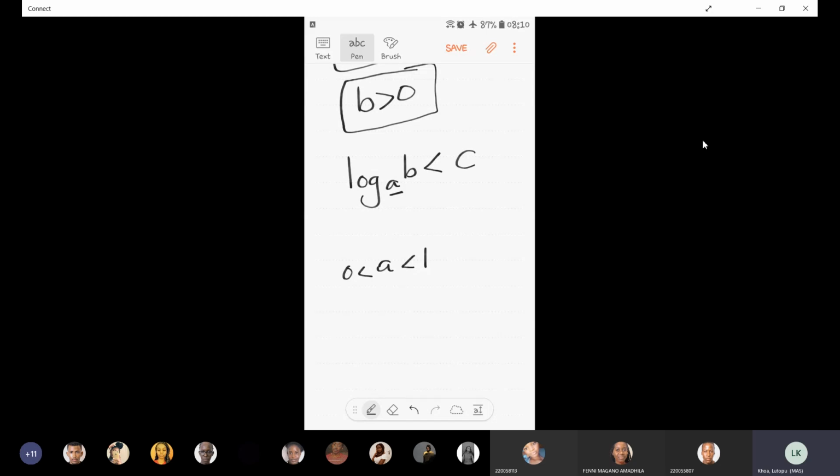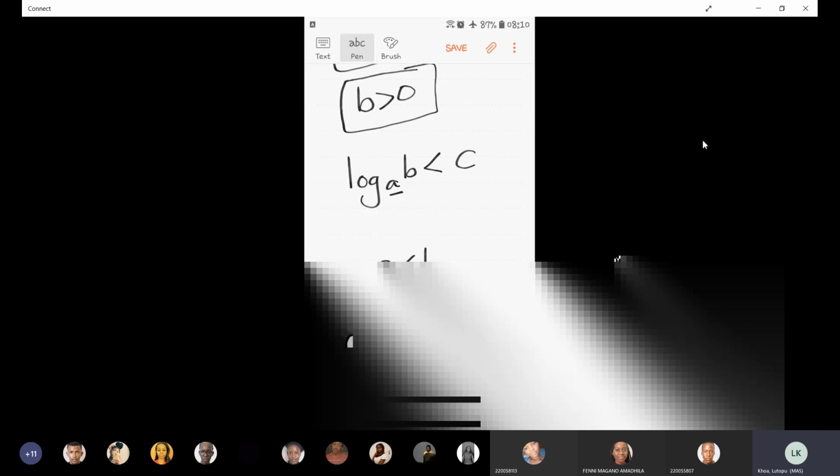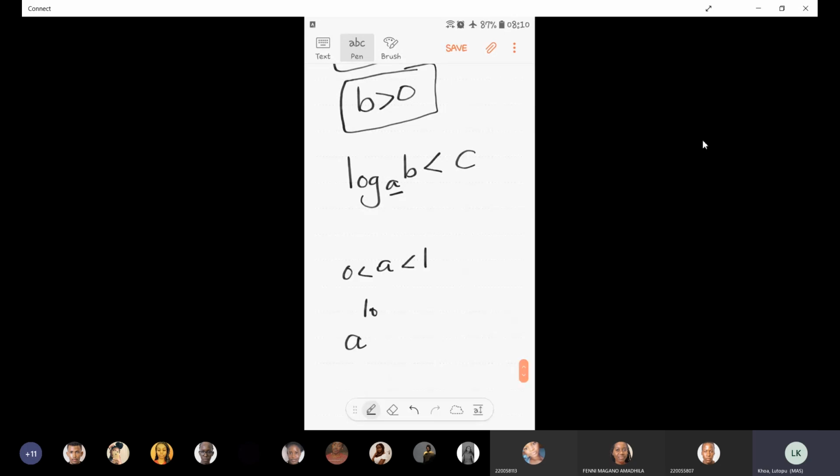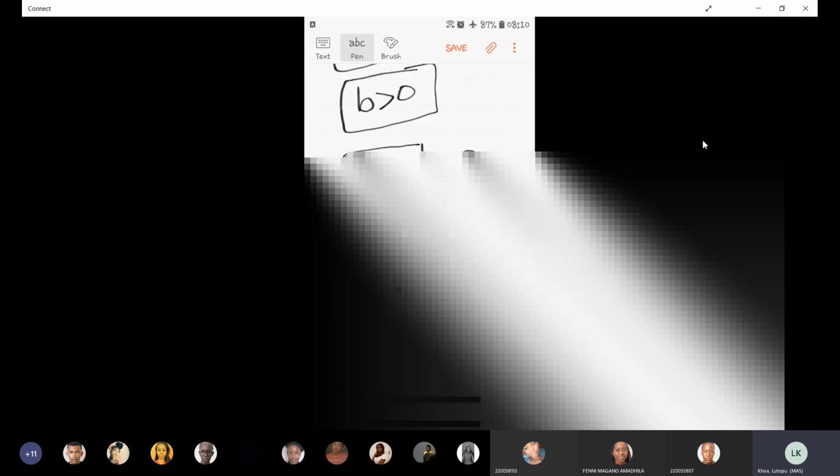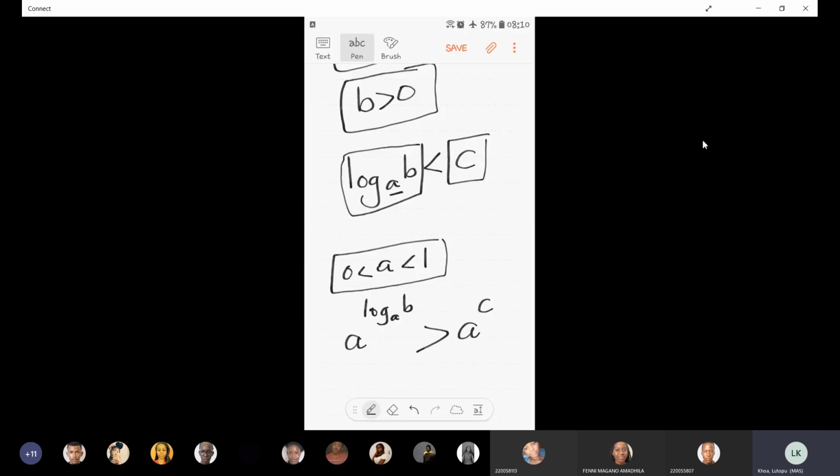What you will do is this. You will have log base a of b, and then your inequality will change the direction that it is facing. It will now face this way, and then you will have a to the power of c. So you'll exponentiate both sides. So this will become the exponent of a, that will become the exponent of a, but then your inequality will change the direction that it is facing in.